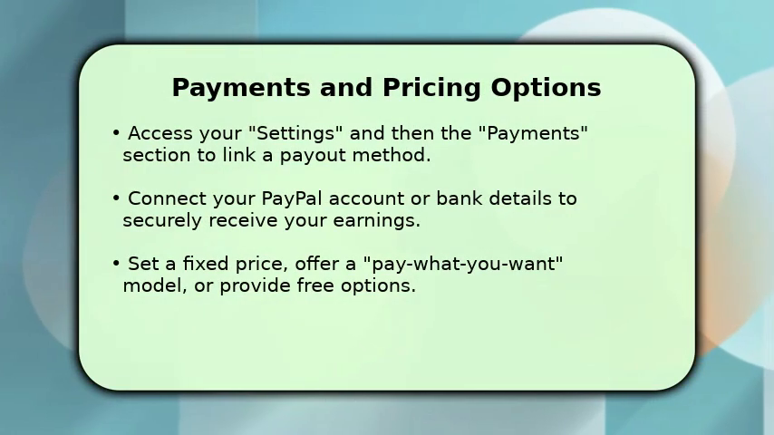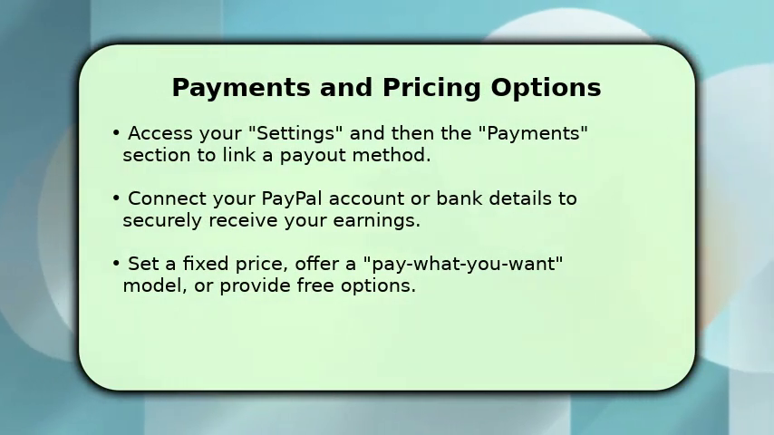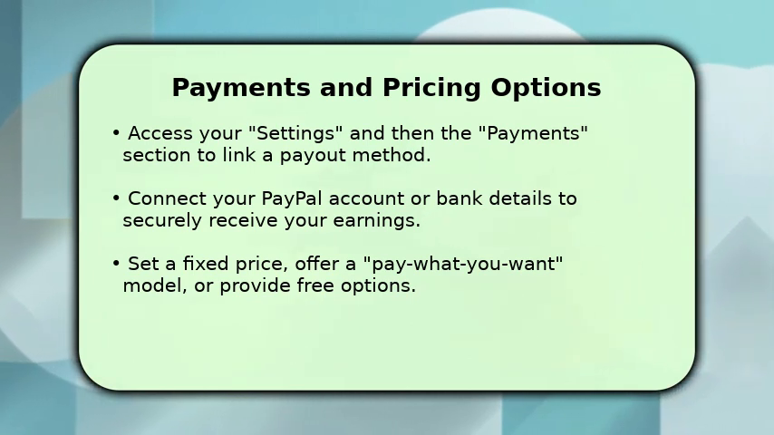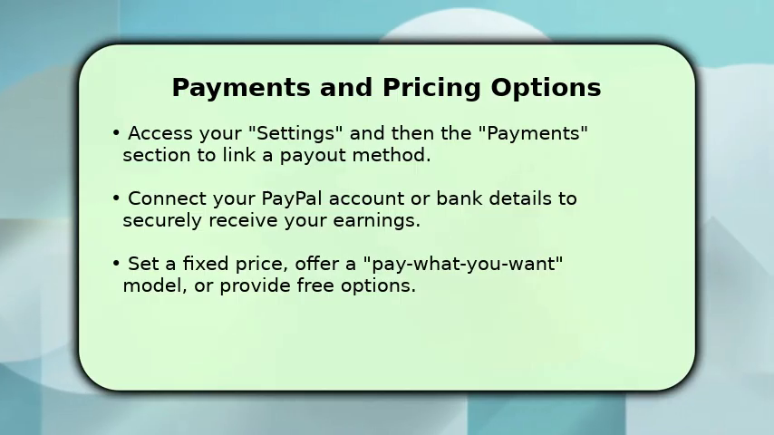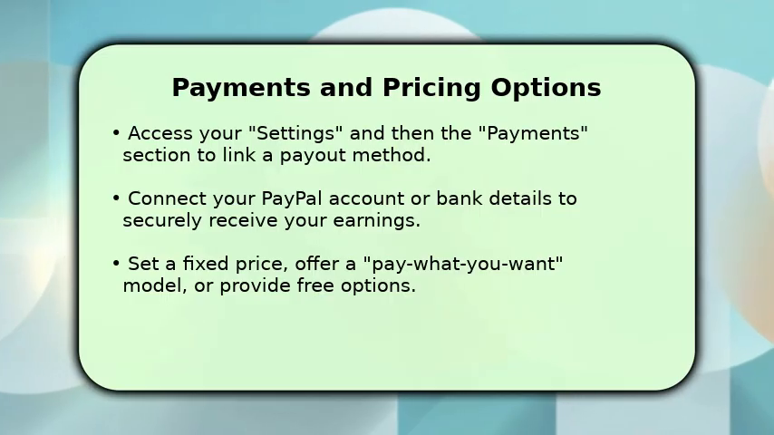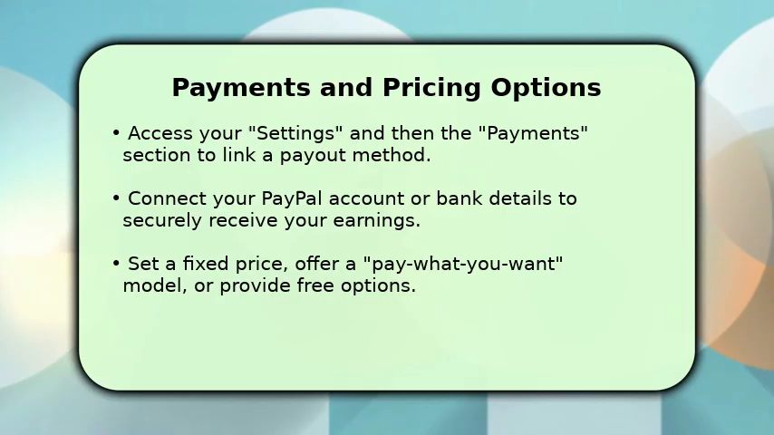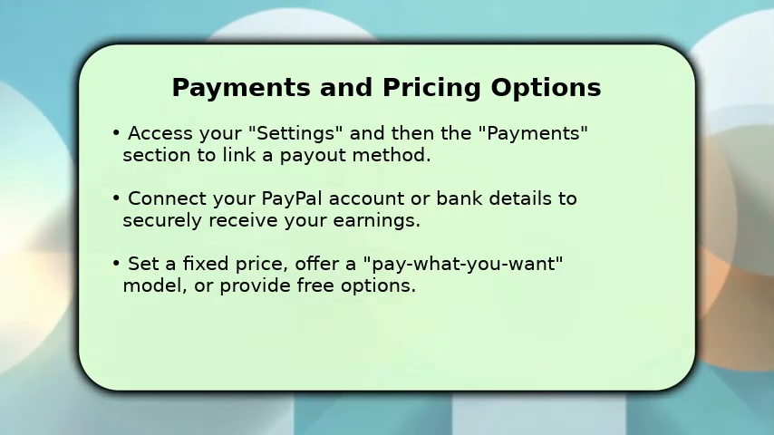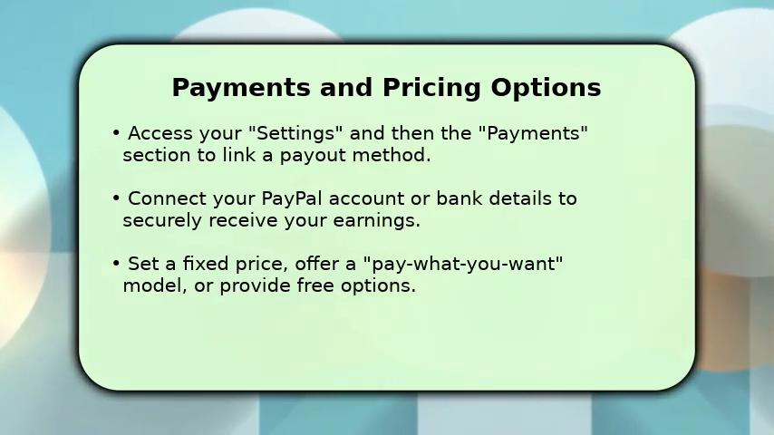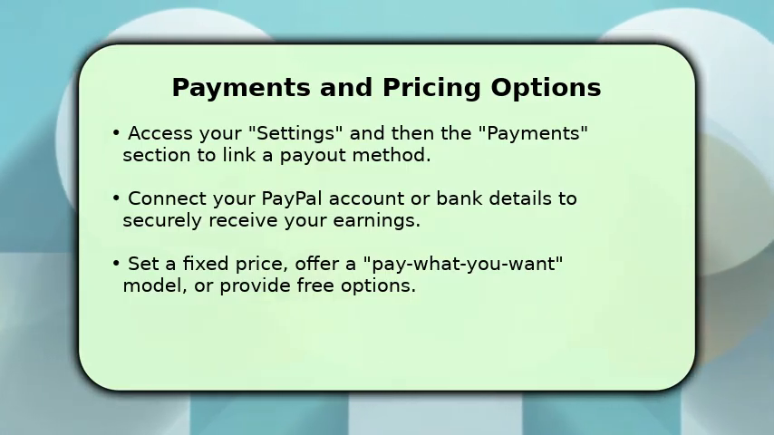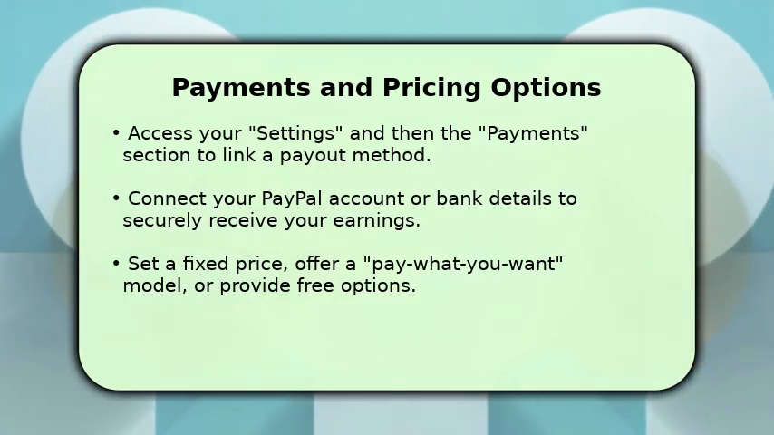To start earning, you'll need to set up your payment information. Go to your settings and then find the Payments section. Here, you can securely connect your preferred payout method, whether it's a PayPal account or direct bank transfer, ensuring you receive your earnings smoothly. Gumroad offers flexible pricing options. You can set a fixed price, allow customers to pay what they want, or even offer your product for free with an optional tip. This flexibility empowers your selling strategy.